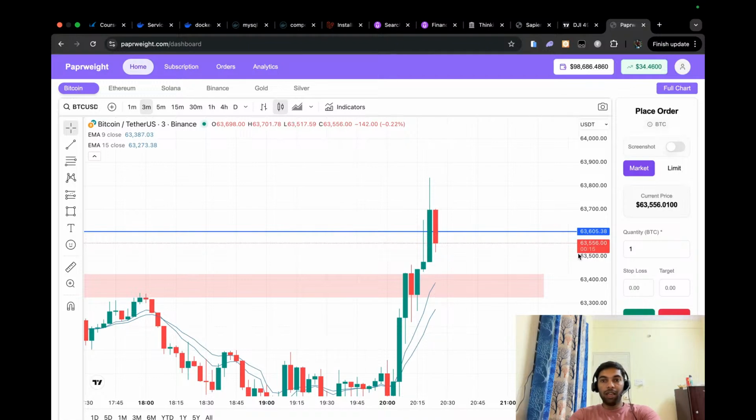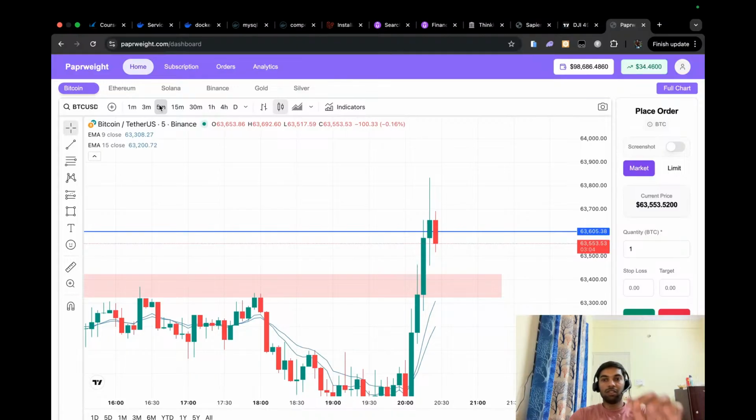So we have to be a little bit careful how this is going to close. The 3 minute candle is not going to close well. What is happening is that 5 minutes still has 3 minutes left in the 5 minute candle.